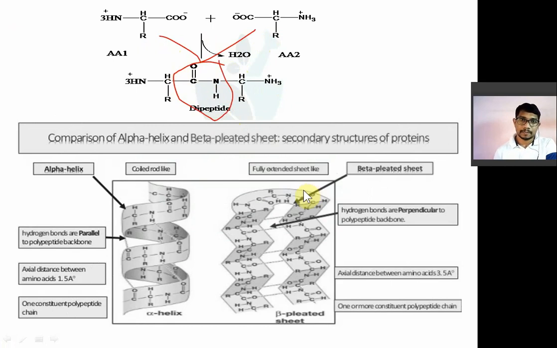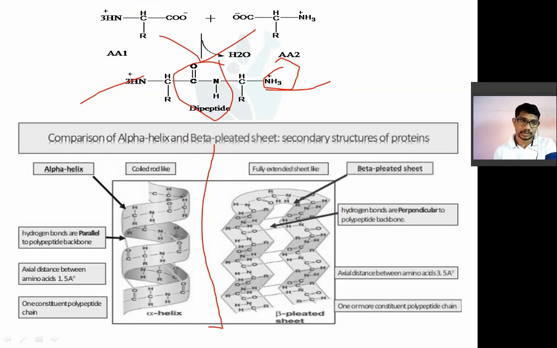So this is the peptide bond, and this is known as the amino terminus. Now we join CO minus one. This is known as the carboxy terminus. So after CO minus one, here we have a carboxy terminus. So that's how there is a formation of peptide. Now this is a secondary structure of your protein. See over here, both are nothing but the secondary structure of your protein.